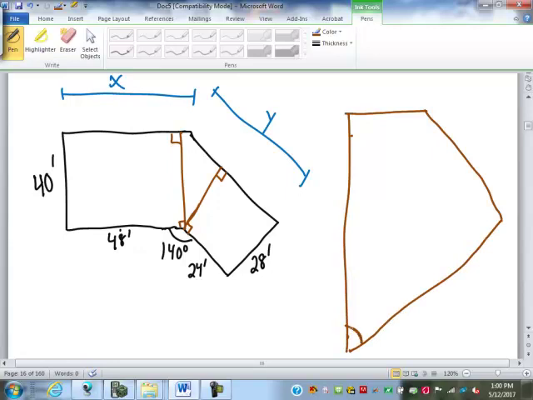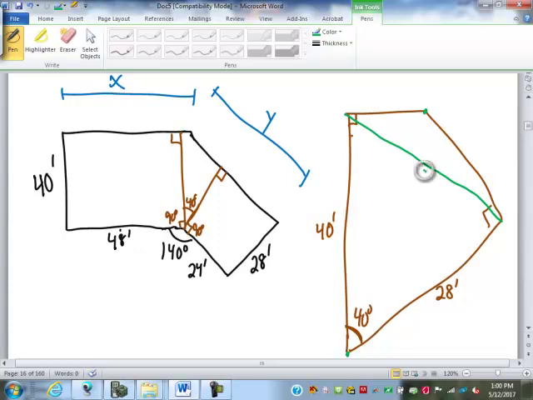So we know this angle here has to be what? 40. Because this is 90, 90. That would have to be 40 to finish it off. I know this side is how long? 40 feet. And this side here is 28 feet. This one cannot be divided from this corner to this corner. It will not work. No way to solve it that way. You have to divide it this corner to that corner.